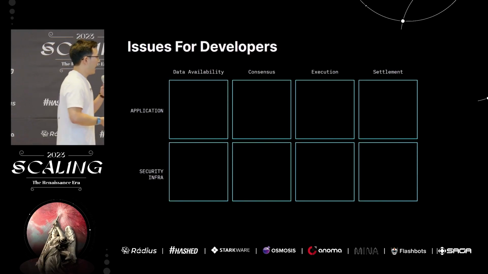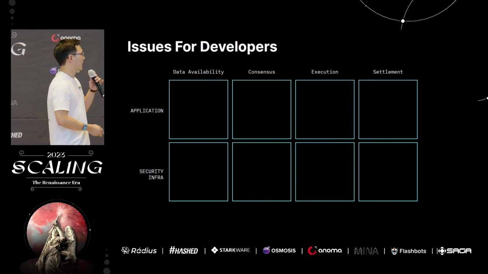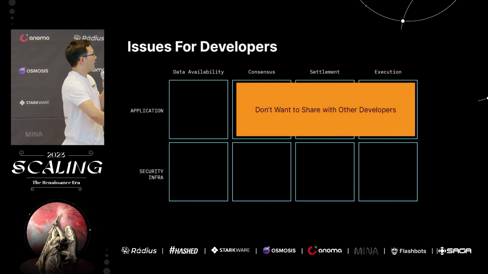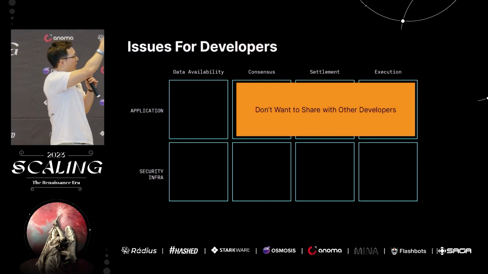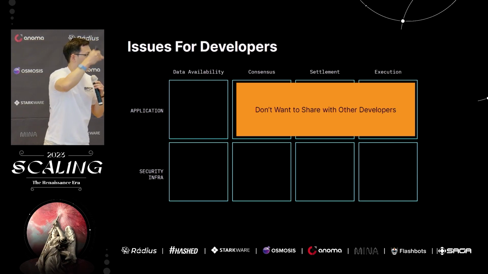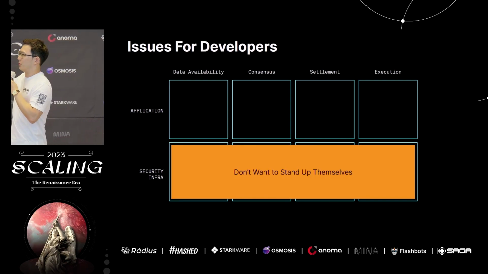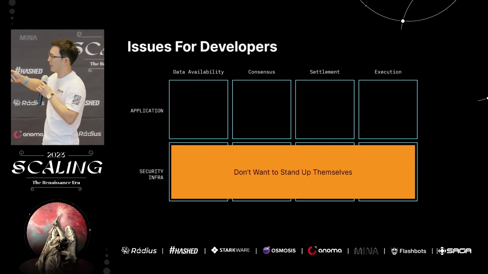So what is the actual issue here? The reason it doesn't solve the issue is that the problem is not vertical. The problem is that developers don't want to share that slice up on top with other developers, and they don't want to stand up the actual infrastructure themselves. This is the issue. It's a horizontal issue, not a vertical issue, ultimately.